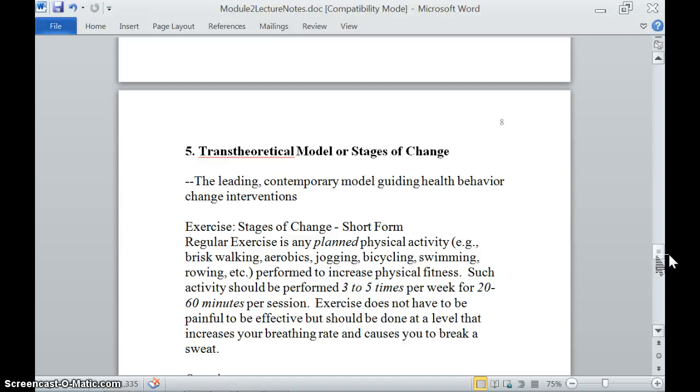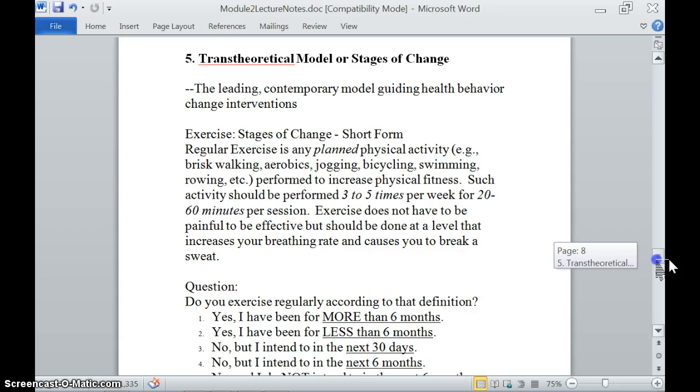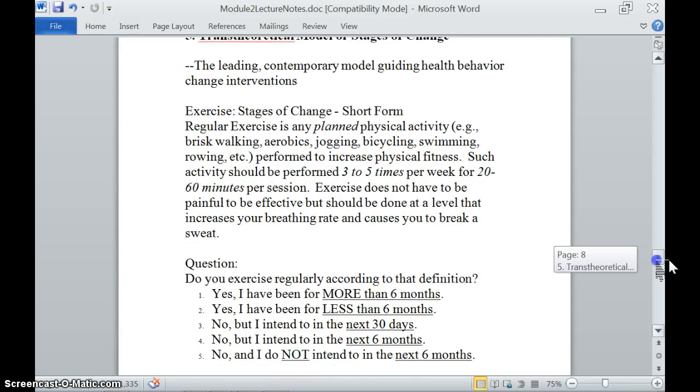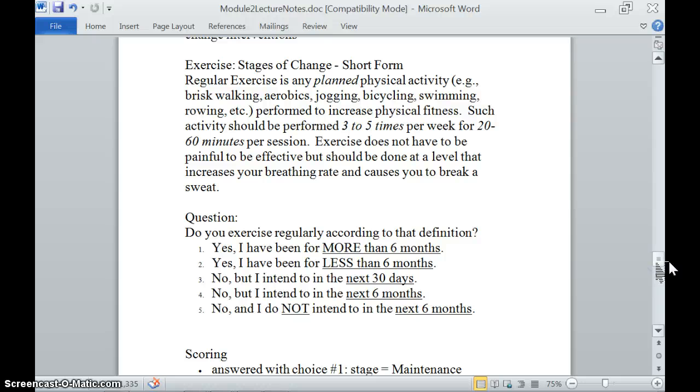And then lastly, we have the transtheoretical model. Now the way this works, it may look a little complicated here at the beginning, but it's actually quite simple. Basically, you could look at this in terms of regular exercise, right? What is exercise? 3 to 5 times per week for 20 to 60 minutes per session. And then they ask you a question. Do you exercise regularly according to that definition?